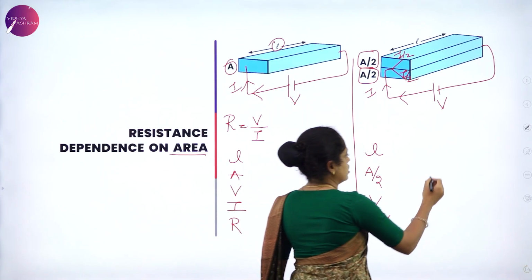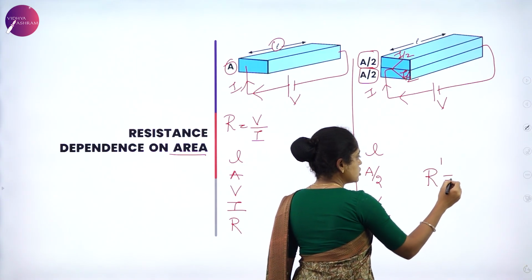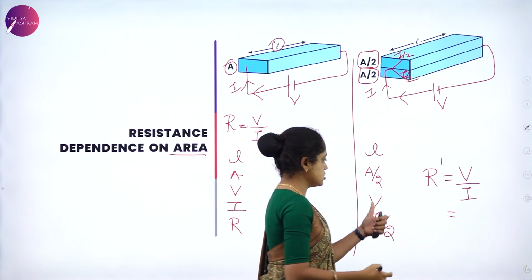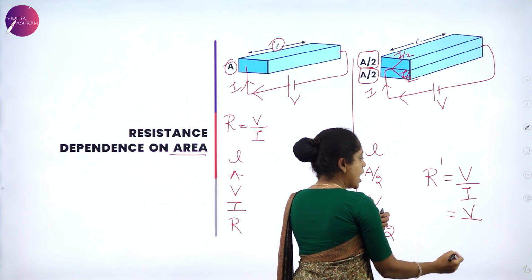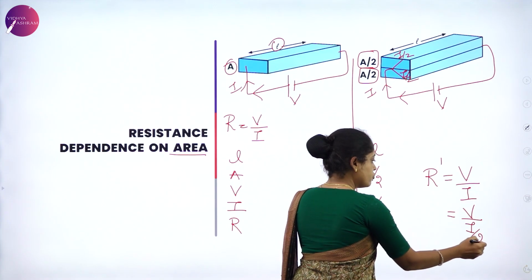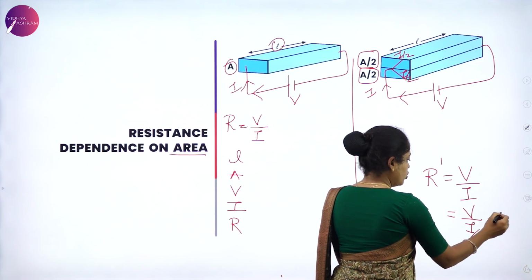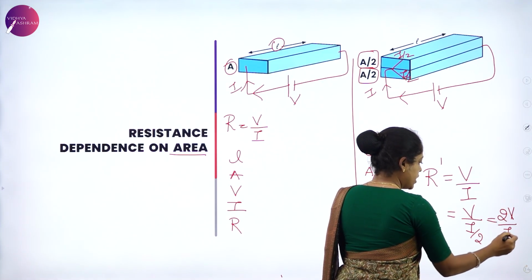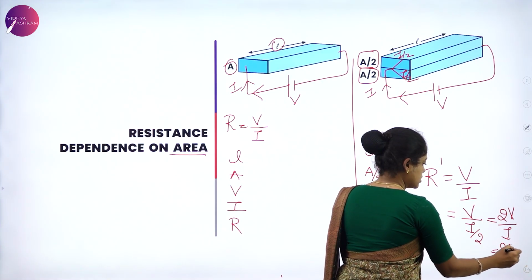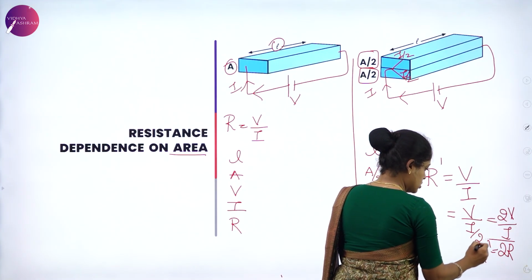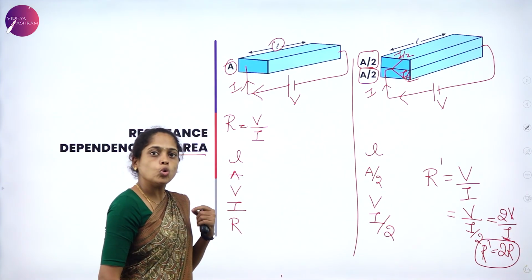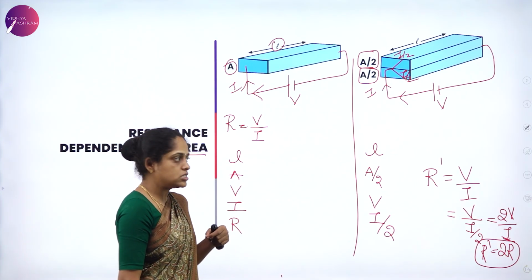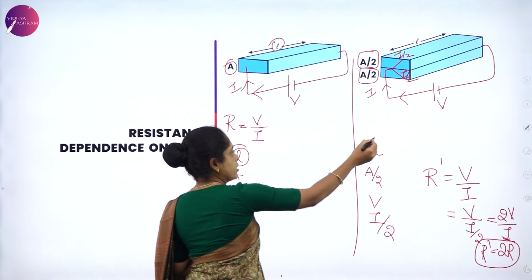Now what is the resistance? The resistance R dash is equal to V by I, where V remains the same and I becomes half. So what is the final value? 2V by I, where V by I is the initial resistance R. So the new resistance is equal to 2 times the initial resistance. At what condition is it? Look at L. L remains the same.